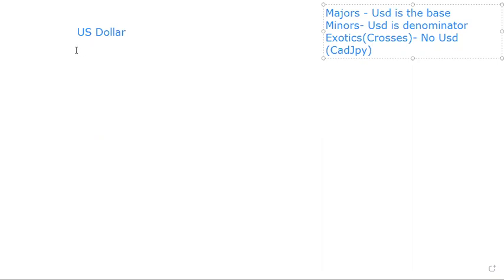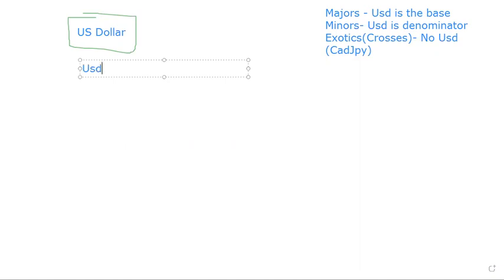So what I'm going to do is I create a chart, or a table, and say, okay, the title of this table is US dollar. And then I take, we have USD JPY, we have USD CHF, we have USD CAD, we have USD NZD. NZD is short for New Zealand dollar. We have USD ZAR.